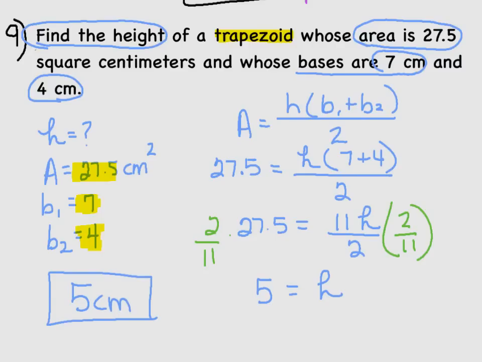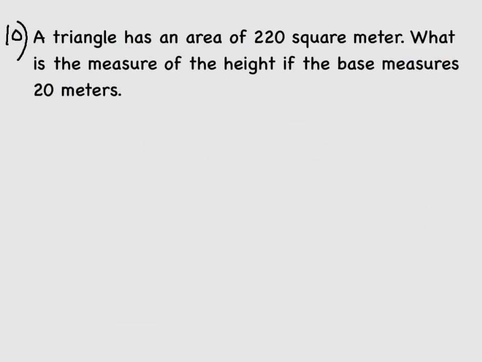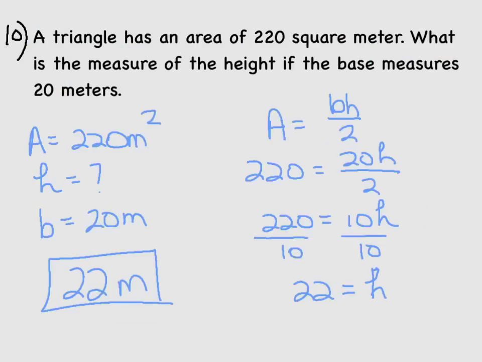All right, number 10. Number 10 you will do on your own. Pause the video now. Okay, so we're searching for the height, and I have found that the height is 22 meters. The height of this triangle is 22 meters.